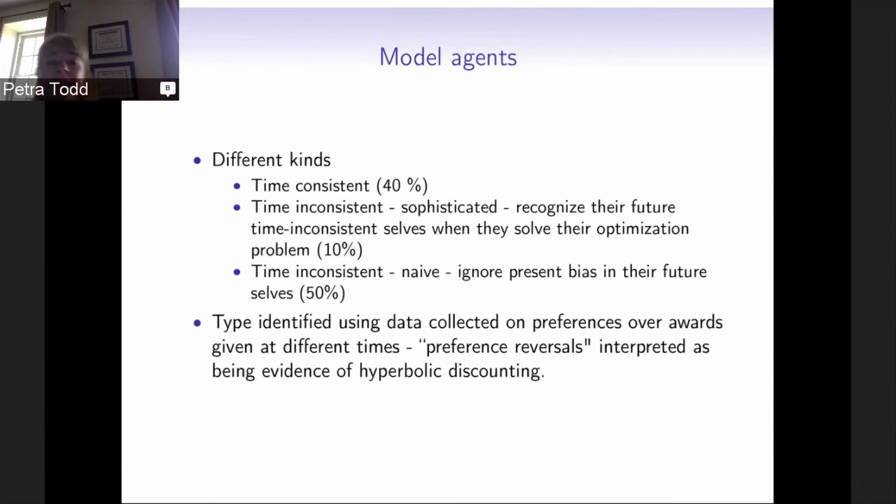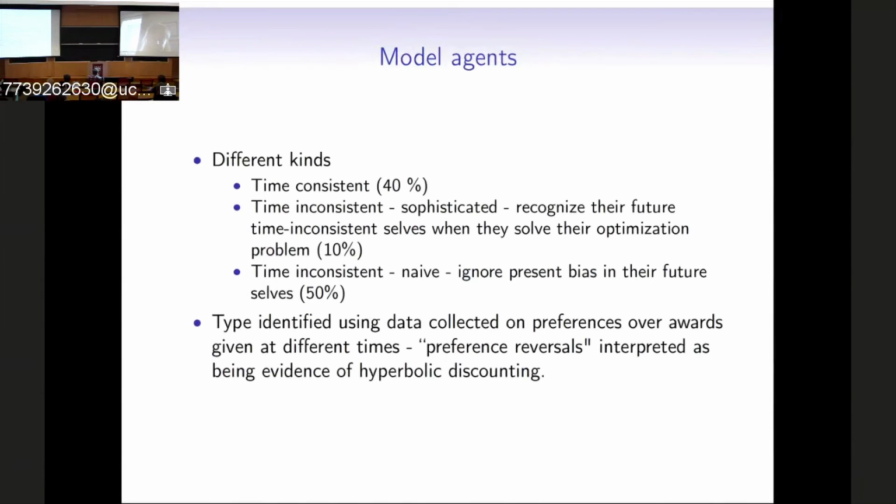Okay, and then one of the findings was that there are these different types of agents. 40% were found to be time consistent. 10% were time inconsistent but sophisticated, in that they recognize their future time inconsistent selves when they solve their optimization problem. And then there were these naive agents that ignore present bias in their future selves, and they were found to be 50%. Sometimes type is inferred directly from the data, and then sometimes type is allowed to just be unobserved.